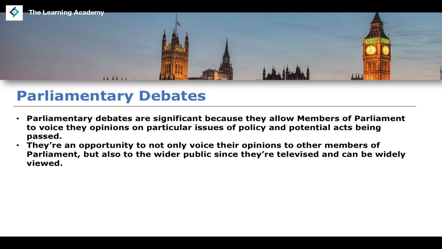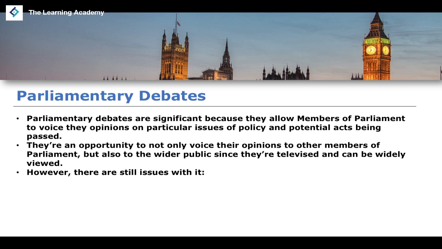They're an opportunity not only to voice their opinions to other members of Parliament, namely to have debates within the chamber themselves, but to also voice their opinions to the wider public, because they're often televised and can be widely viewed, depending on the issue at hand. If it is a particular foreign policy issue, like maybe an armed conflict going on in the world, then it is often the case that it gets quite a lot of broad eyes on the issue, and a lot of people tune into the debate.